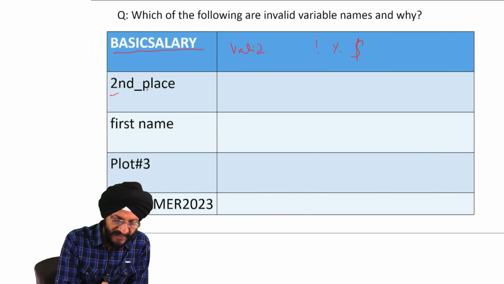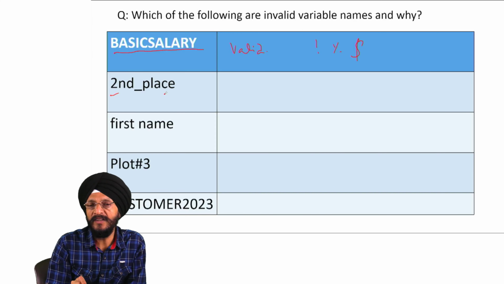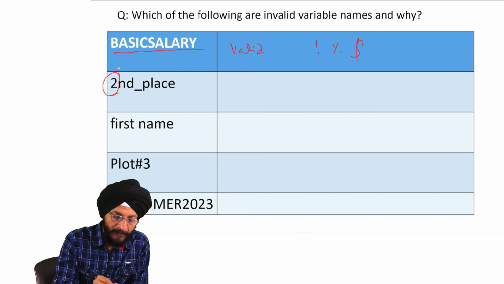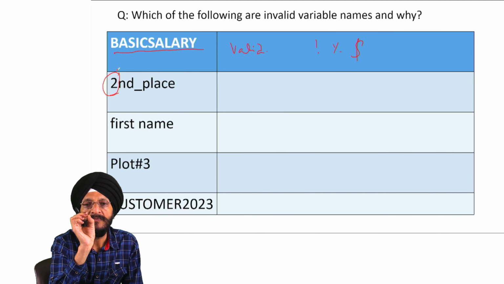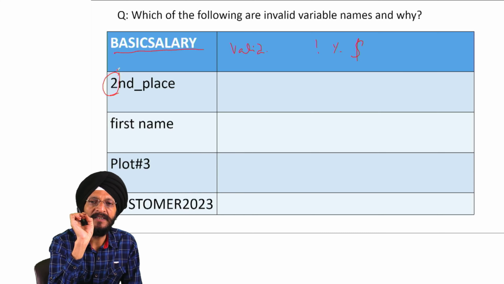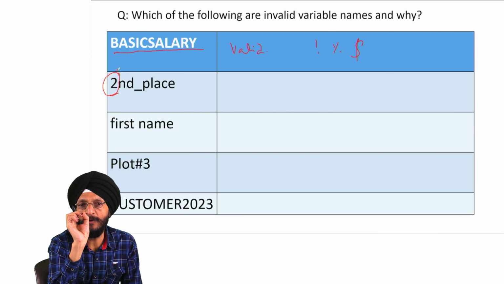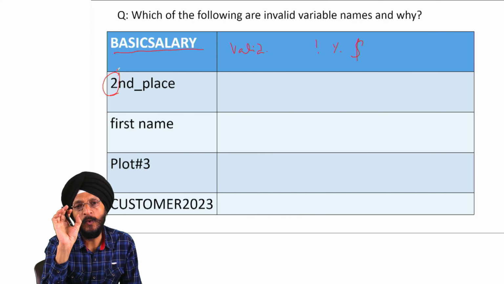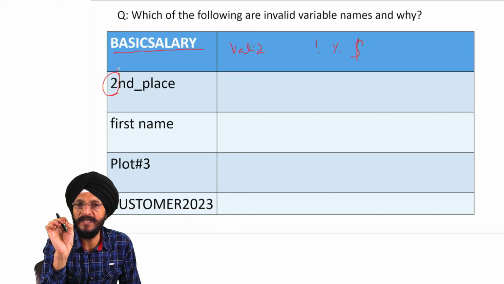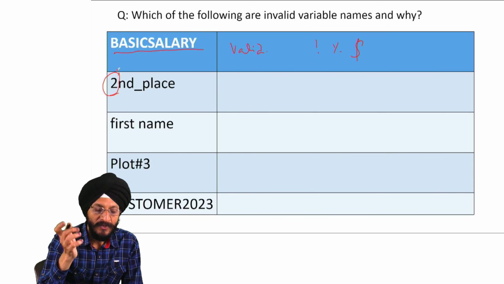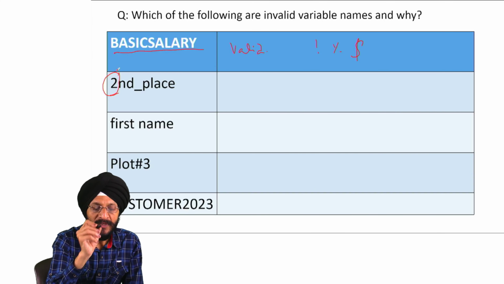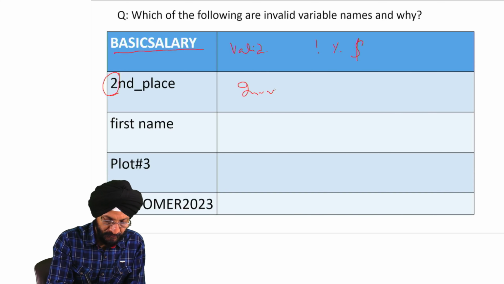Next is 2nd_place. Here you can find that the variable name starts with a number, and that is 2. We have already learned that as per variable naming convention, the first letter has to be either underscore or some letter, that is A to Z in small or capital letters. So as here the variable name starts with number 2, it is invalid.